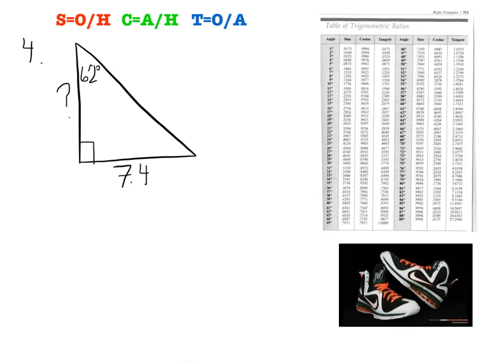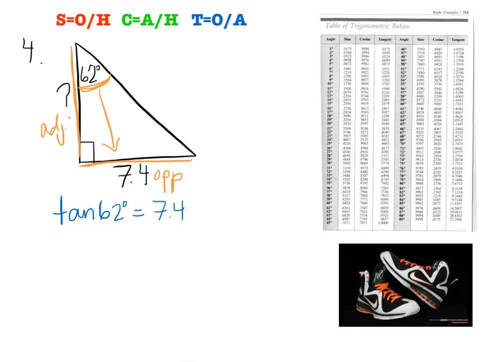For this problem, I'm going to start again with the angle, 62 degrees, and I'm going to label the sides that have been shown to me. This side right here is opposite my angle, and this side right here is adjacent. It's not across from the right angle, so it's the adjacent side. So I look at my trig functions, and the only one that includes opposite and adjacent is tangent. So the tangent of my angle of 62 degrees is equal to the opposite measurement over the adjacent.